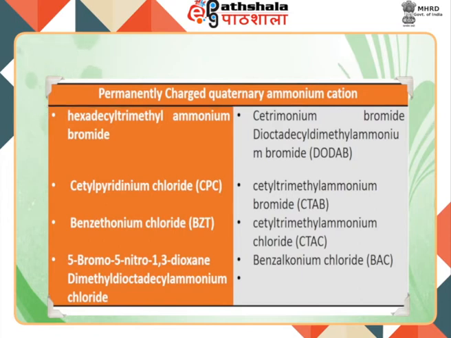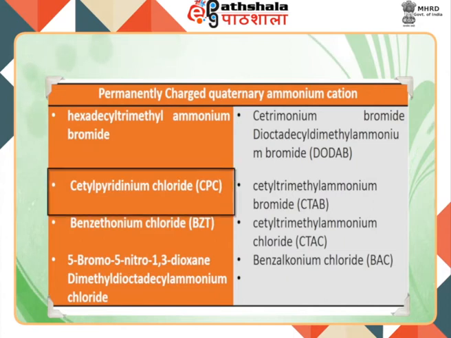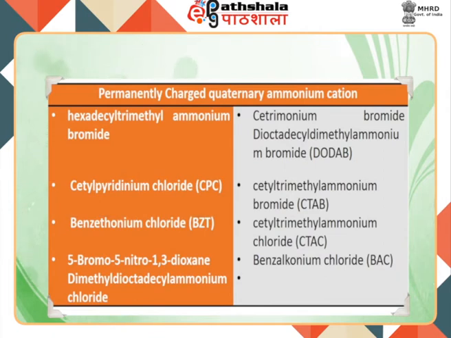Number 1, hexadecyl trimethyl ammonium bromide. Number 2, cetyl pyridinium chloride, which is also called CPC. Another one, benzethonium chloride, written as BZT. We also have 5-bromo 5-nitro 1,3-dioxane, dimethyl dioctadecyl ammonium chloride.